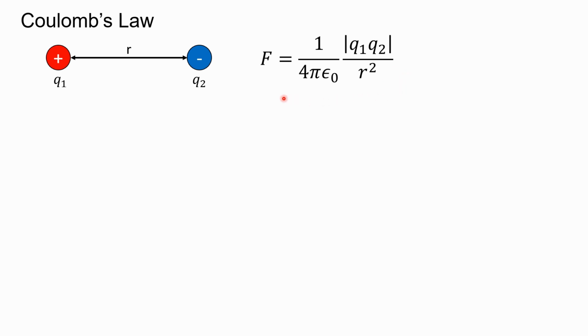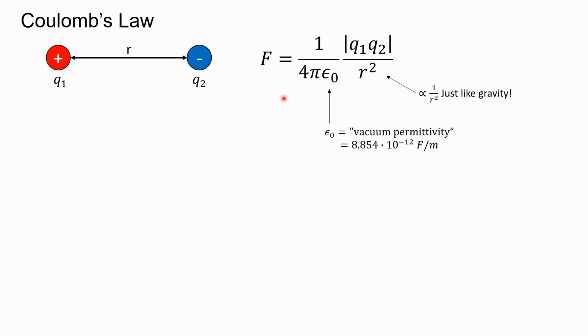Now, there's a number of interesting things to point out about this equation. First is that you may not be familiar with the constant epsilon naught. This is known as the vacuum permittivity. It is simply a constant that comes up a lot in electrostatics and electrodynamics, and it has the value of 8.854 times 10 to the negative 12 farads per meter.